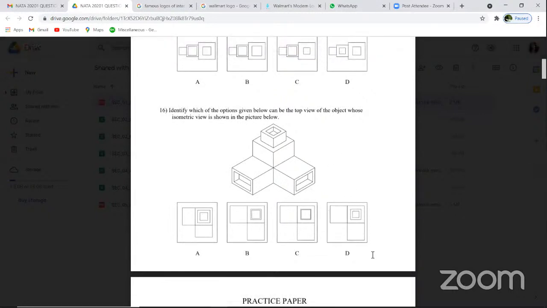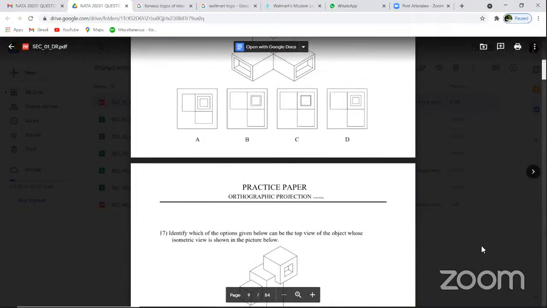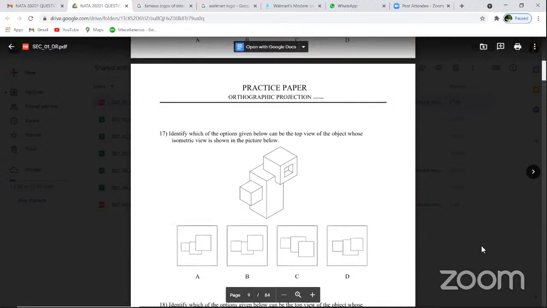Yes, D is correct. See it carefully. This square also, no, inner square, if you see, this is larger than it's supposed to be. D is correct. Try this one.